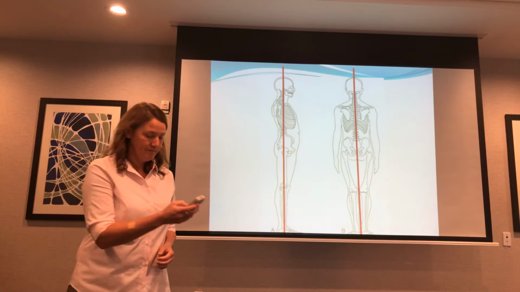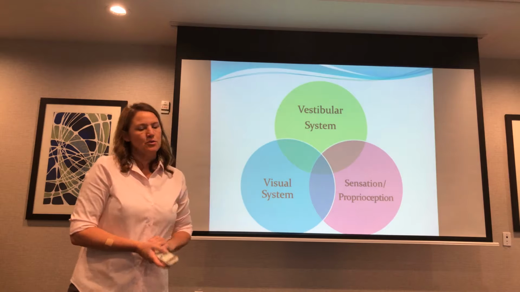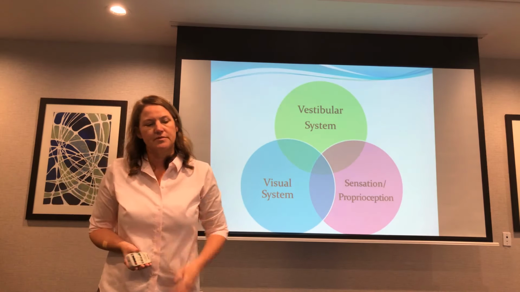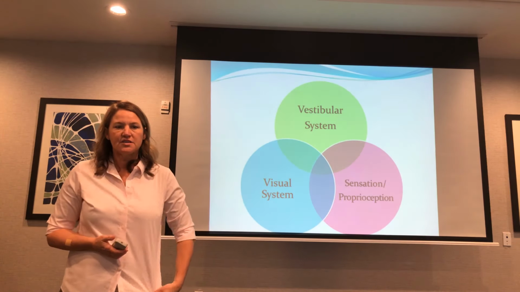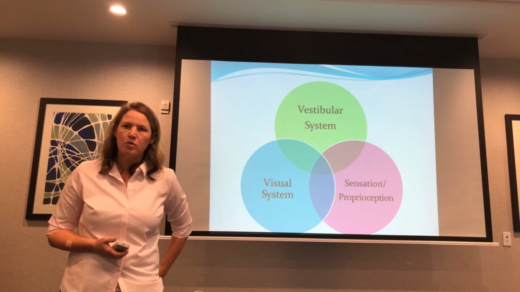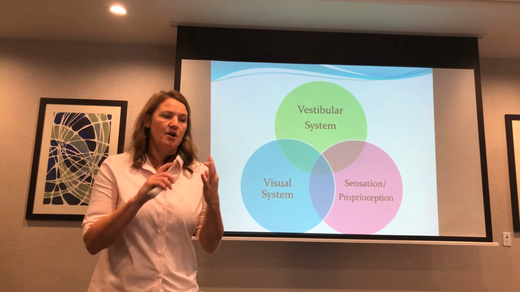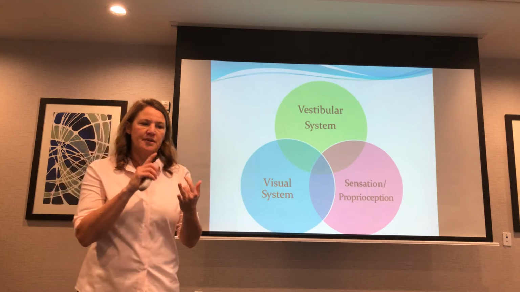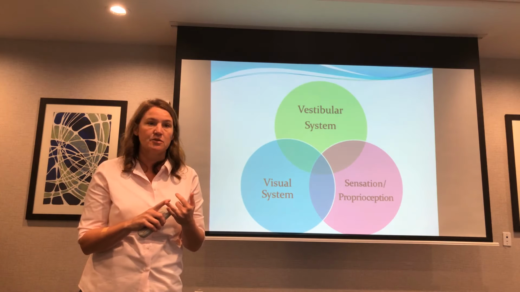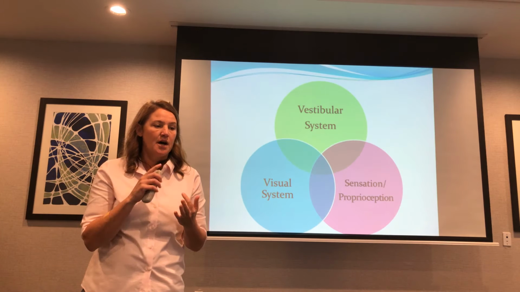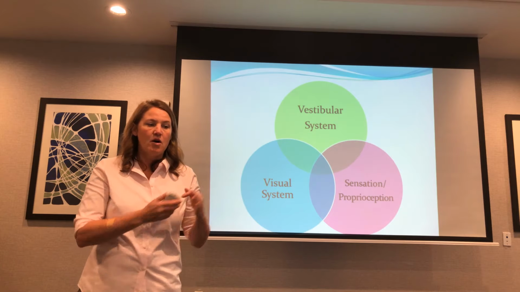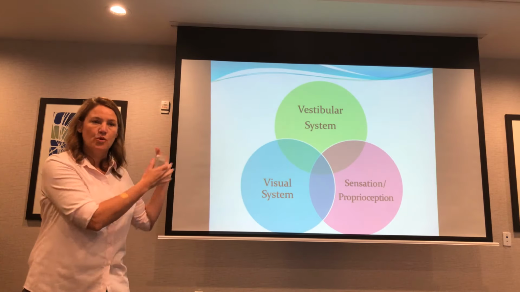Questions? No? Okay. So let's talk about sensory feedback systems. Our sensory feedback systems, the primary ones that really affect your balance are the vestibular system, the somatosensory system, so sensation and proprioception, and your visual system. All of these matter. They're all important.